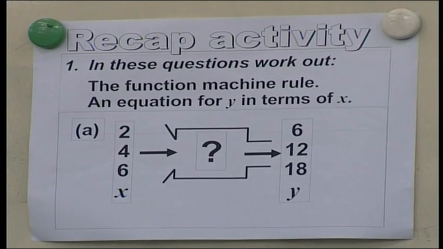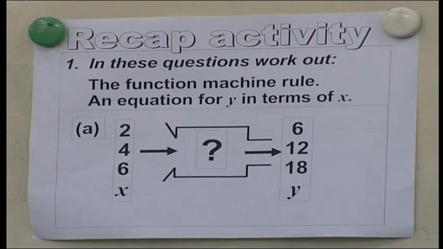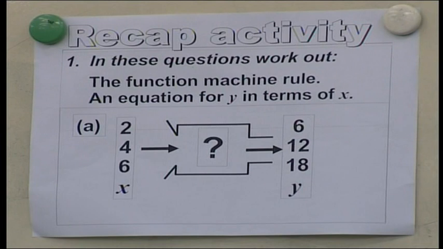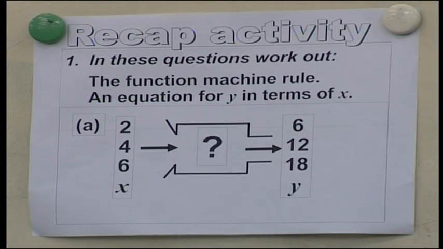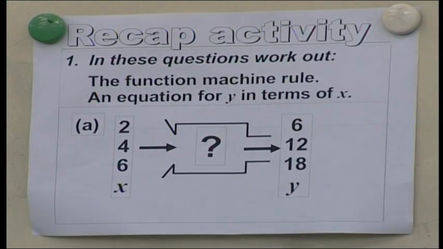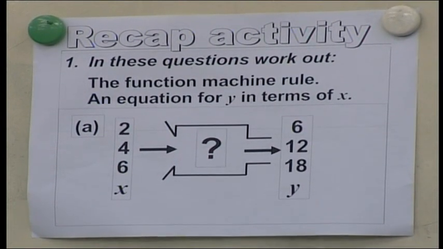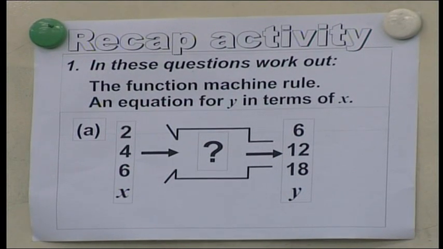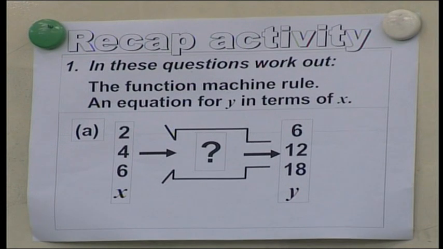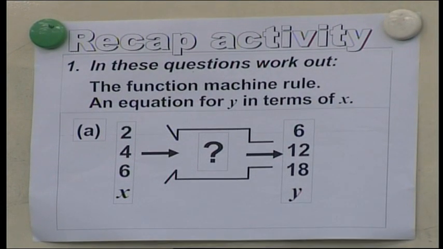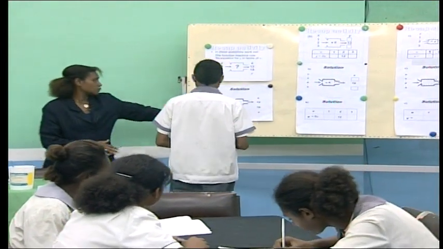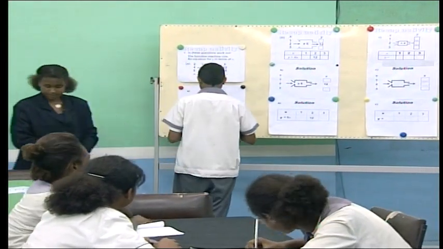Okay, let's have 2 students. We have Donald and can we have Agel? Agel, let's have a boy and a girl. Donald, you come and do the first one. What would be the function rule of that function machine? And also, what would be the equation written in terms of x and y? This one. You write on the paper.